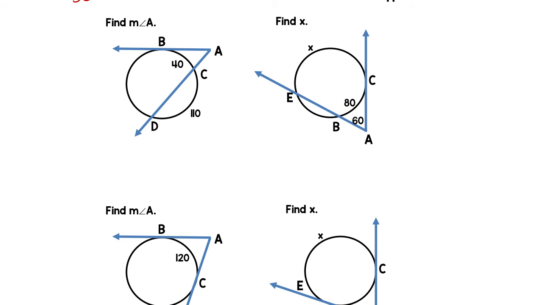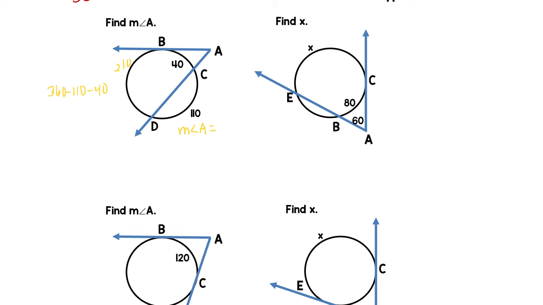Measure of angle A is what we want now. Same thing is going to apply. Measure of angle A is going to be equal to, well, this is a little bit different. We don't know the outer arc, but we do know all of the rest of the arcs of the circle. So we can say 360 minus 110 minus 40 is going to be the arc that we're missing. That arc is going to be 210.